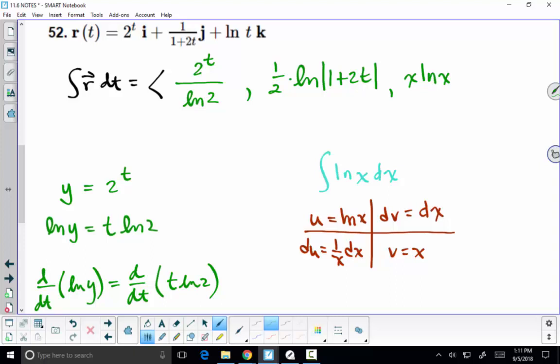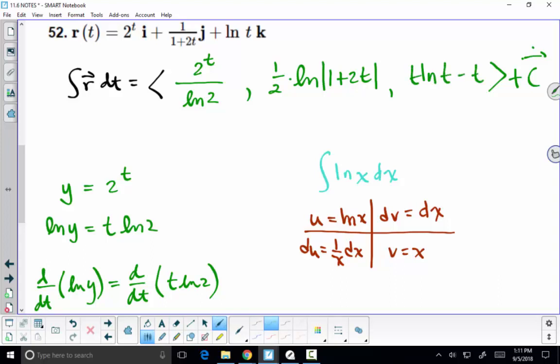And what is v times du? x over x is 1. So the integral of that is just going to be x. And then we add a constant of integration. You mean t? Oh, I should put t's in there. Thank you. Yes, we need to go back to t when we're up here. t ln t minus t.